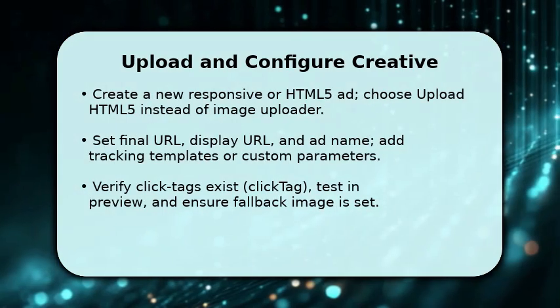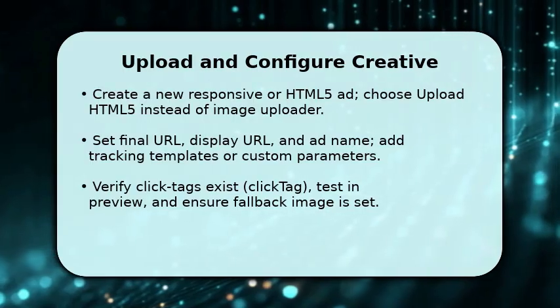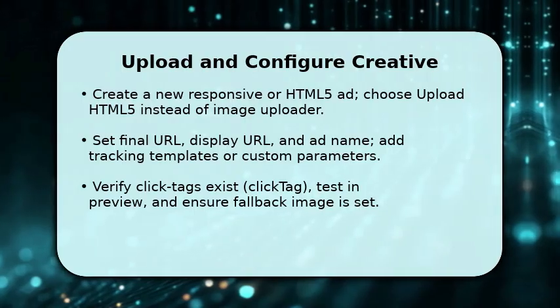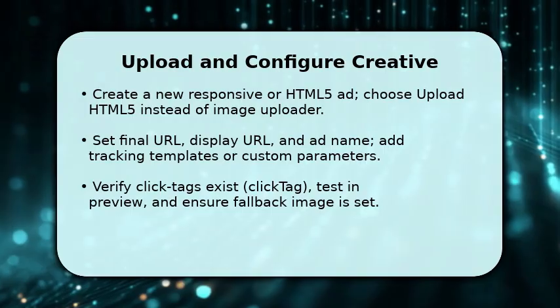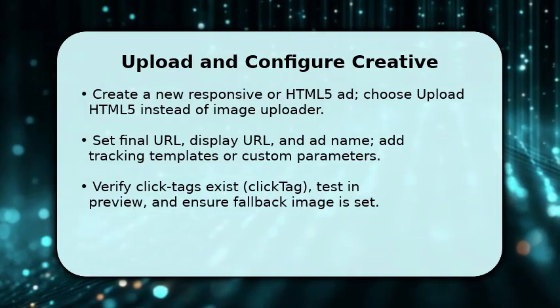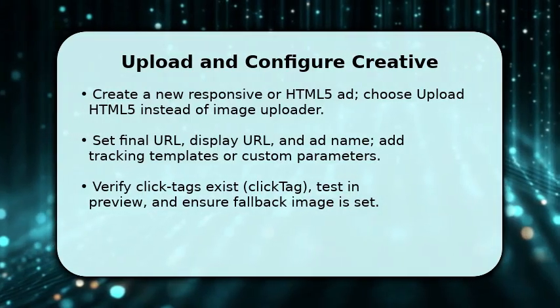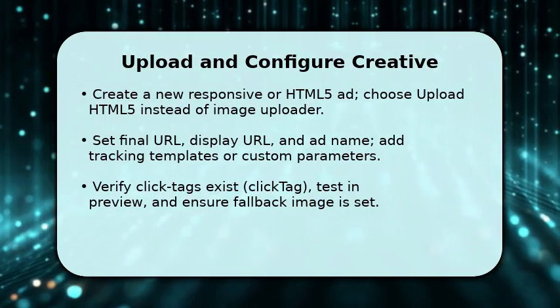Next, create the ad and upload the zip. Choose the ad format that supports HTML5 and click Upload HTML5 Creative. Pick your zip file and confirm the preview renders. Make sure click tag variables are implemented so clicks register properly, and supply a static fallback image for platforms that block HTML5. Also enter the final URL, display URL, and name the ad clearly for reporting.